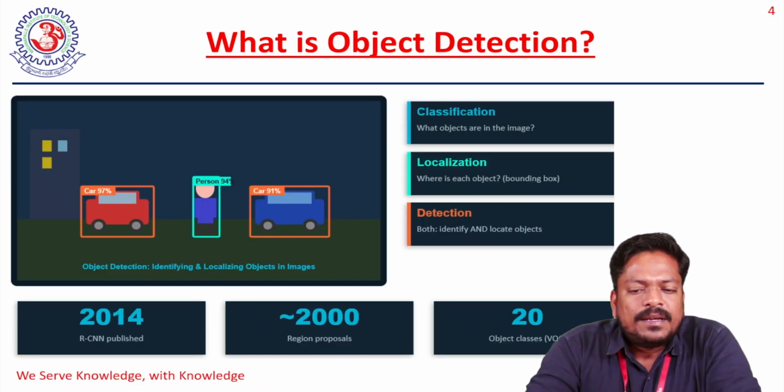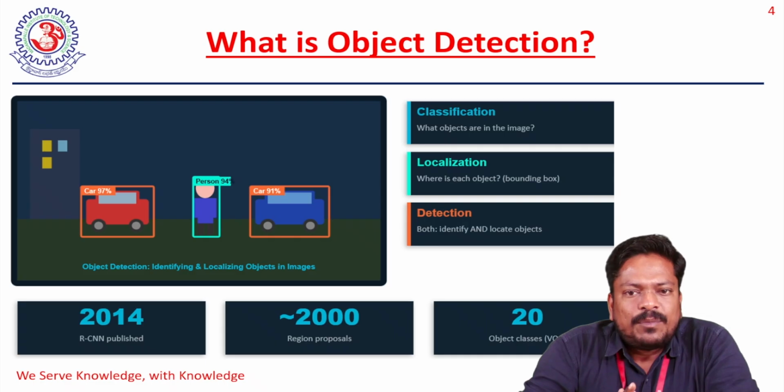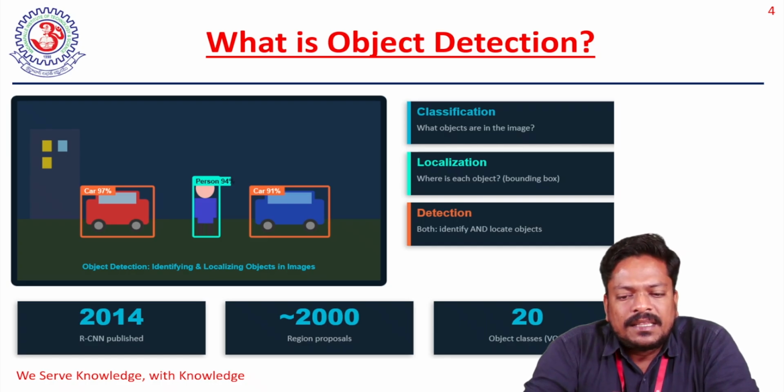For example, what is object detection? Object detection is nothing but three concepts: classification, localization, and detection. Classification is nothing but what the object in that image is. Then localization is the place where the object is placed in the image. Then detection is nothing but a combination of identifying and locating an object.